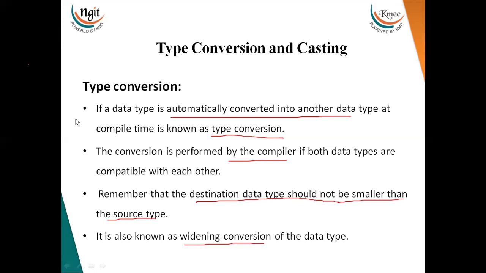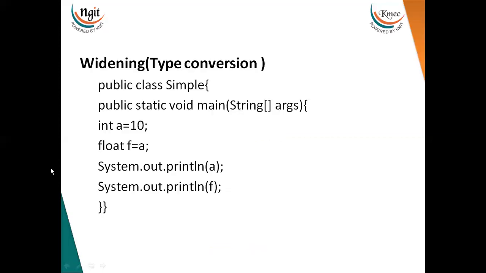Now you can see an example here. I'm taking the class main method. I'm taking the integer. I want to convert this int into float. That is, you are converting one type of data into another type. This is going to be done by the compiler itself. That's why this is called type conversion. You can print A and F. F will be printed in the form of float, A will be printed in the form of integer. This is called widening.